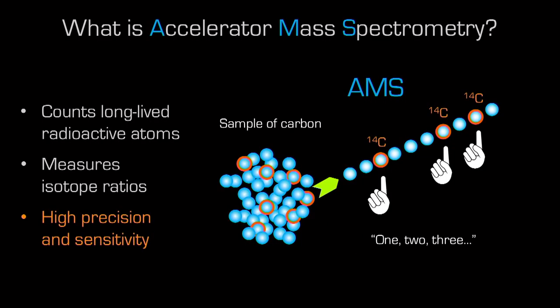What is AMS? What it is, it's a very large counter. It counts long-lived radioactive atoms. And it compares the atoms to stable atoms that aren't radioactive, like carbon-12, which is the most abundant atom. So it measures isotope ratios, and it does this with extremely high precision and high sensitivity. And because we have such good sensitivity, that allows us to measure these chemicals at very low doses, equivalent to what people are usually exposed to.